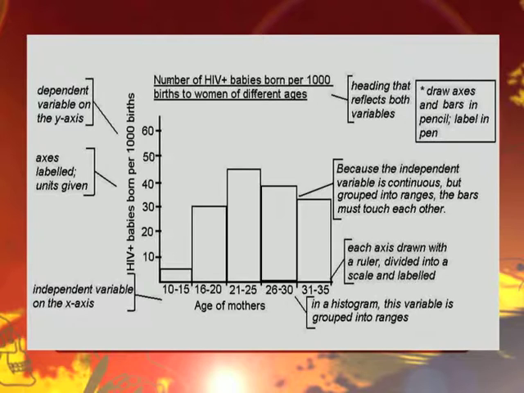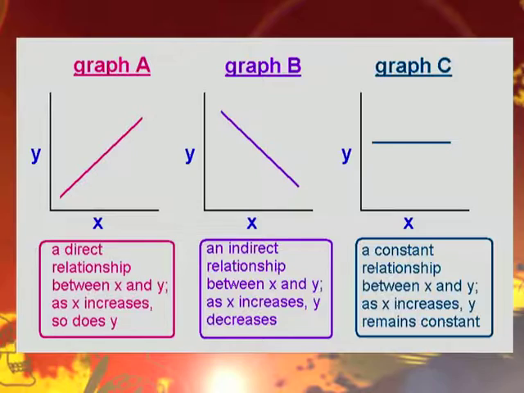Now, it is very important in science to be able to interpret the information depicted by the graph and to be able to describe the trend that you see. The trend refers to the pattern that emerges or the relationship between the variables. In graph A, we have what is called a direct relationship. What this means is as the x value increases, so does the y value. In graph B, however, as the x value increases, the y value decreases. This is an indirect relationship.